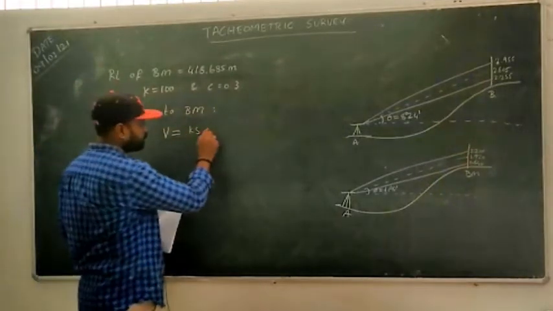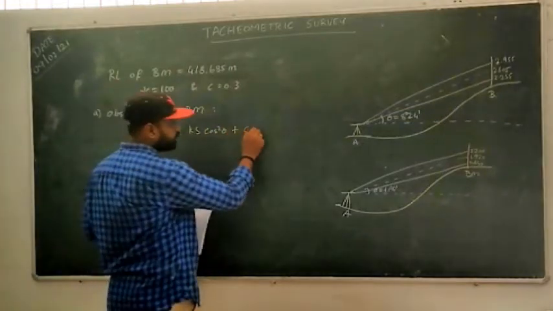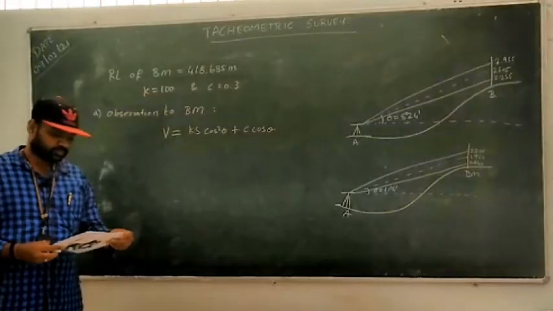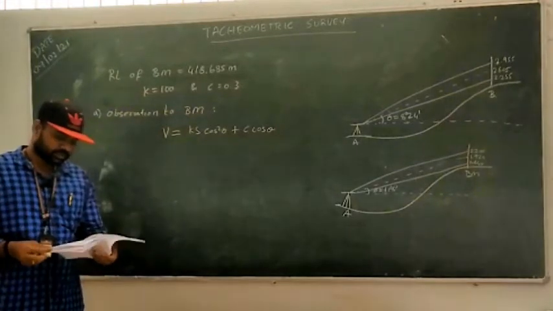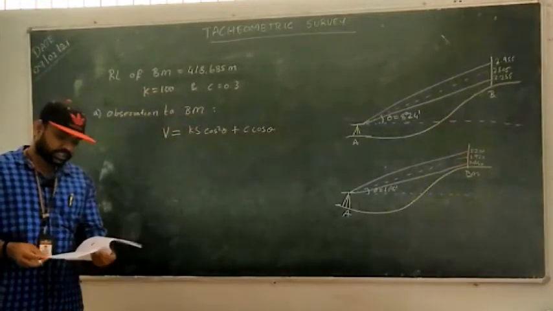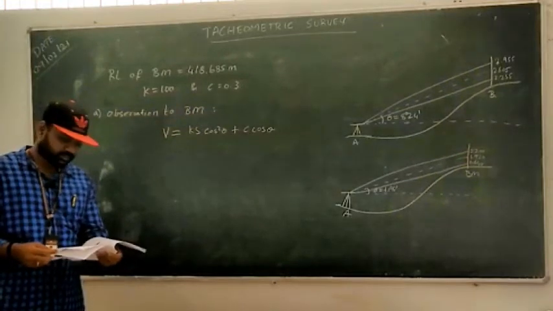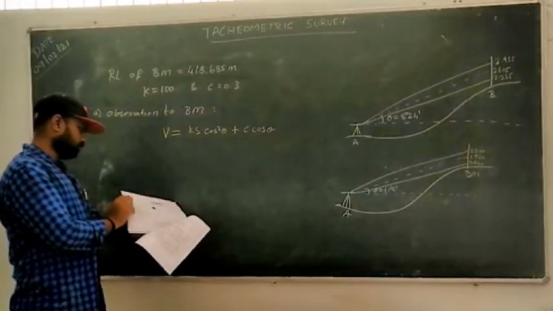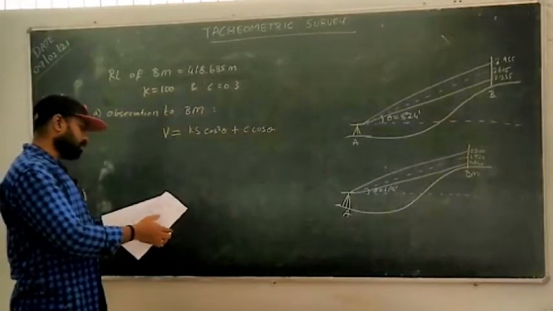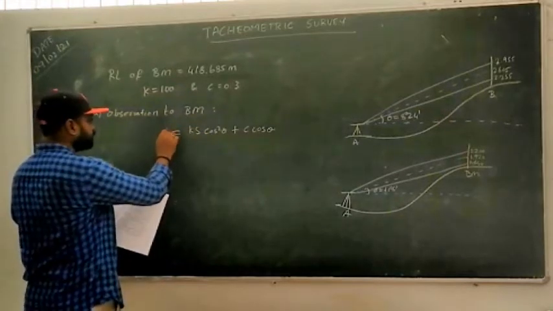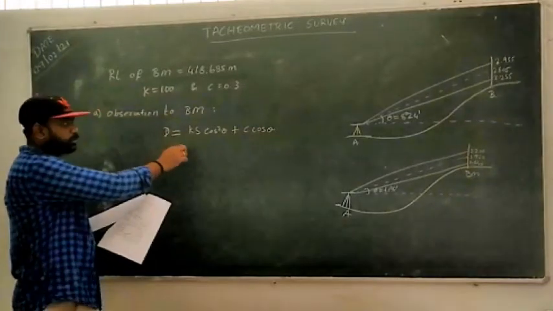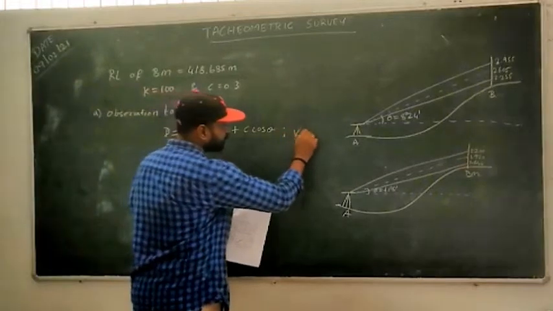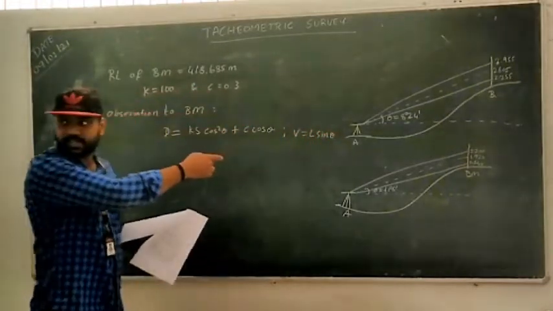V is equal to, what was the formula? Ks cos square theta plus C cos theta. Do you remember? This is the tachymetric survey with the staff kept vertical, so this will become D. D is equal to Ks cos square theta plus C cos theta, and V is equal to L sin theta, which we also derived.